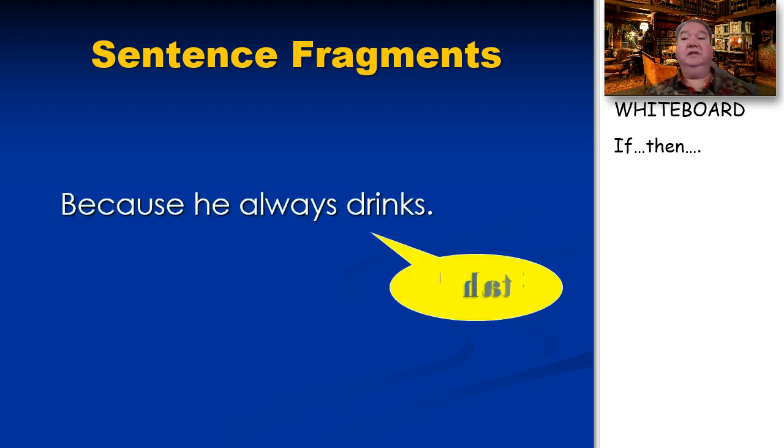Because he always drinks, what? So we have part of a sentence here. Because he always drinks, but we don't have a complete thought. Something is missing. So how do we fix it? We complete the thought.